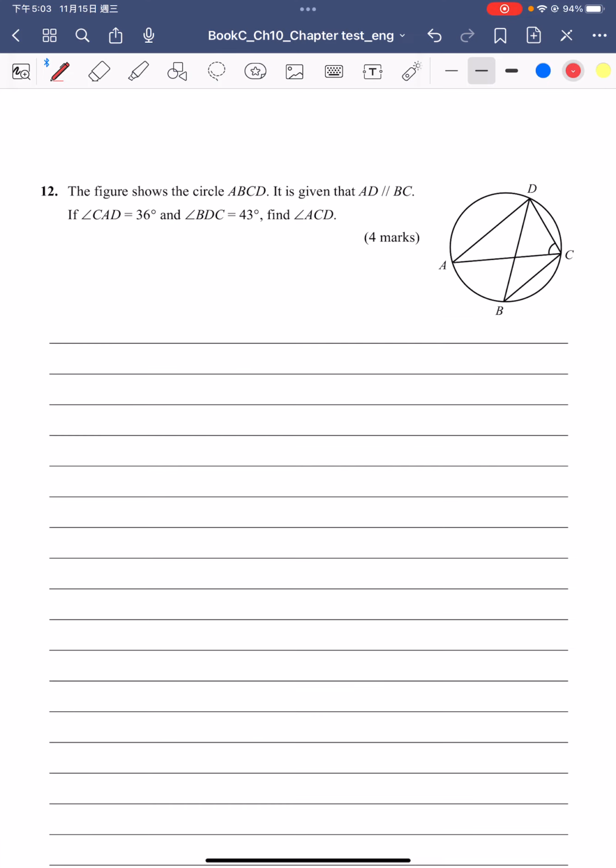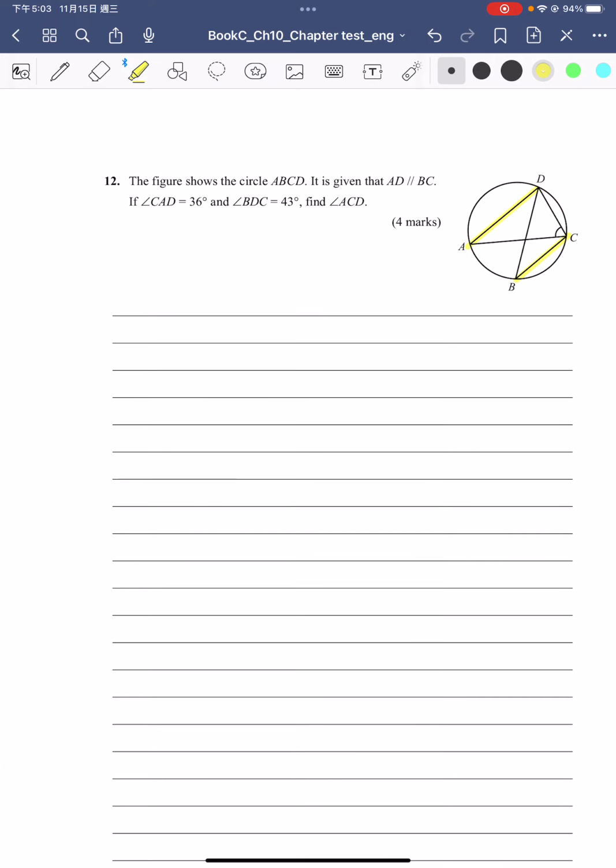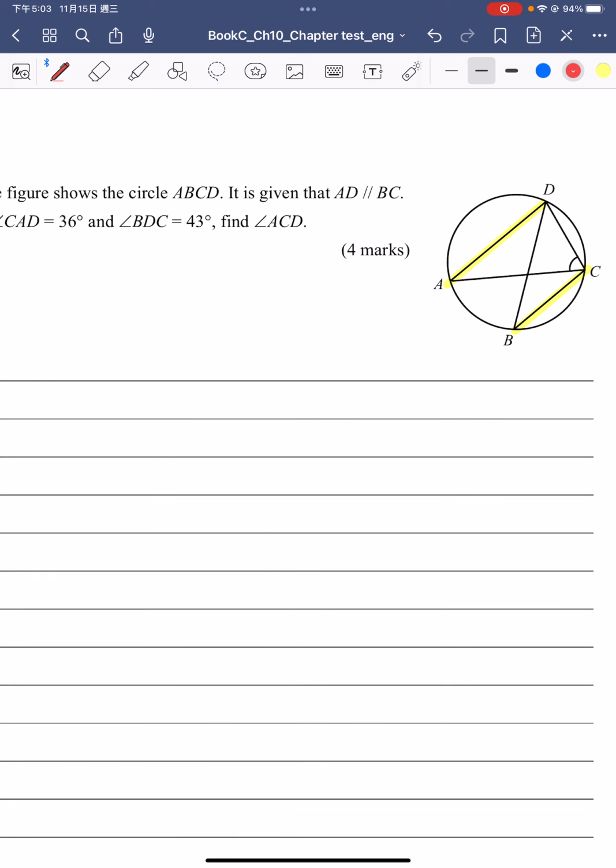The figure shows the circle ABCD. It is given that AD is parallel to BC. So we highlight that AD is parallel to BC. And then we have CAD is equal to 36 degrees. CAD, where is it? So CAD, this one, is equal to 36 degrees. Then also we have BDC, where is BDC? BDC is equal to 43 degrees.